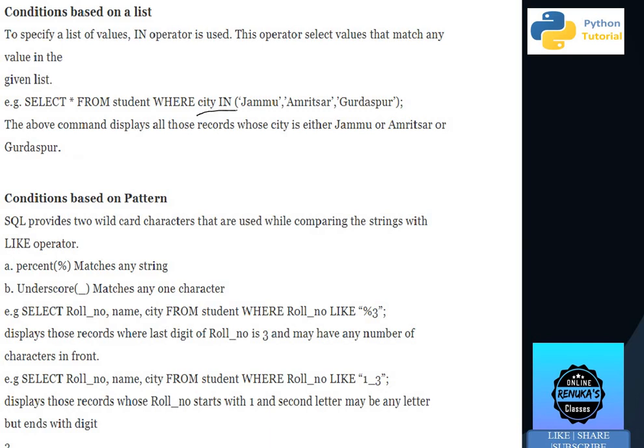Then condition based on list. If the city name is in Jammu, Amritsar and Gurdaspur, if there is any city name from this list, then the details of that student will be displayed. So a list can be used with the help of in. A pattern can be used with the help of like.